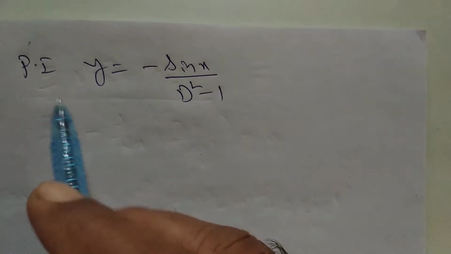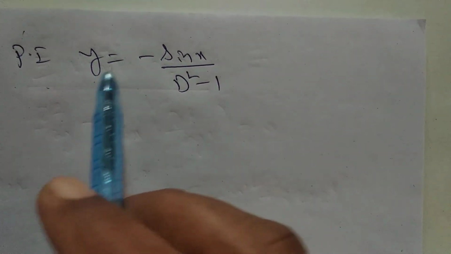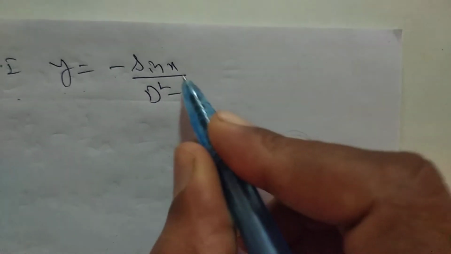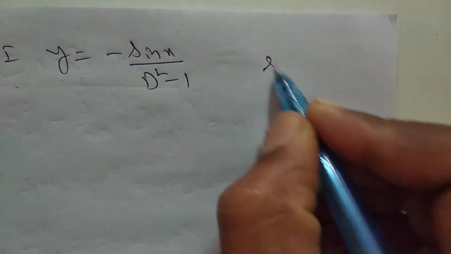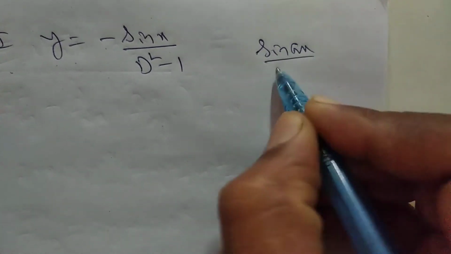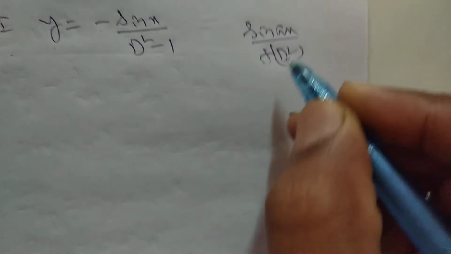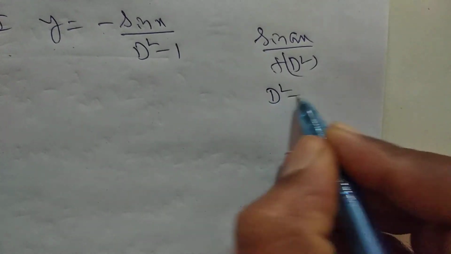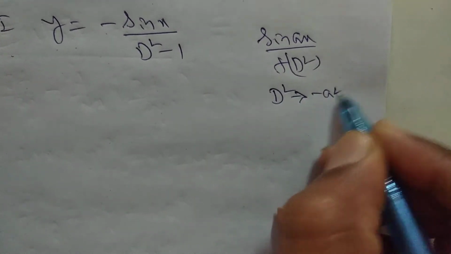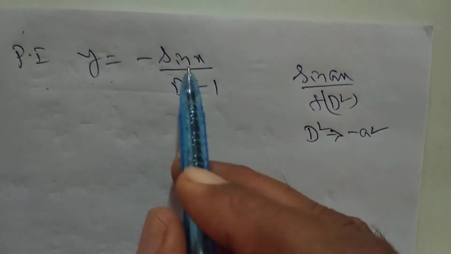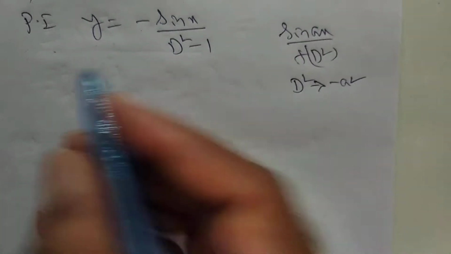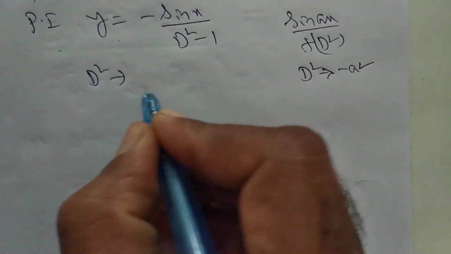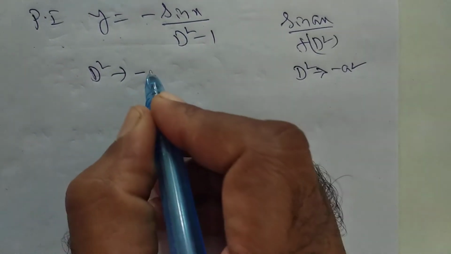Now we have to find the particular integral. So y is equal to minus sin x divided by D square minus 1. Which method is this? Sin ax divided by a function of D square. What is the formula? Replace D square by minus a square. What is a here? In sin x, a is equal to 1. So replace D square by minus a square, that is minus 1 square, which is equal to minus 1.